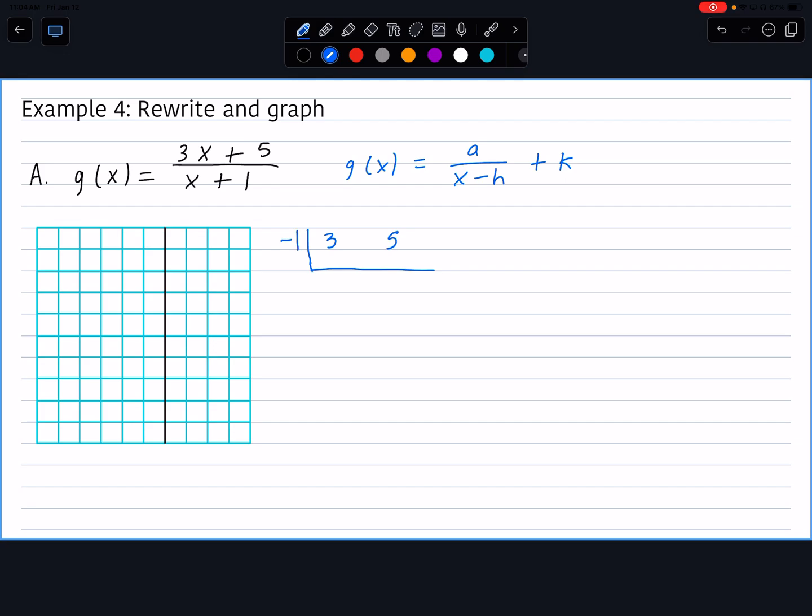So let's see here. Bring down the 3. Negative 1 times 3 is negative 3. Add 5 plus negative 3, that's 2. So remember the way this works. This is our remainder, this is our constant.